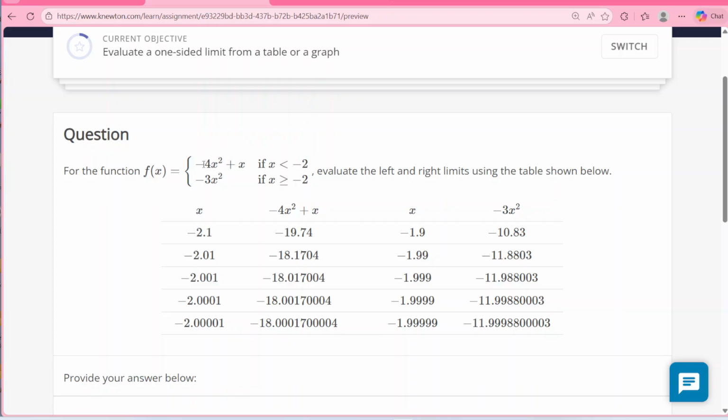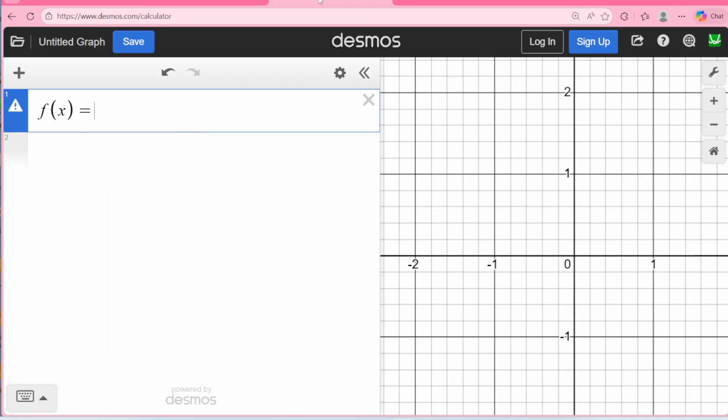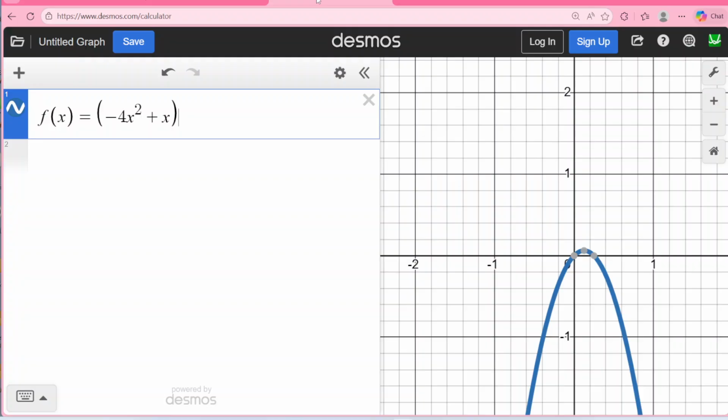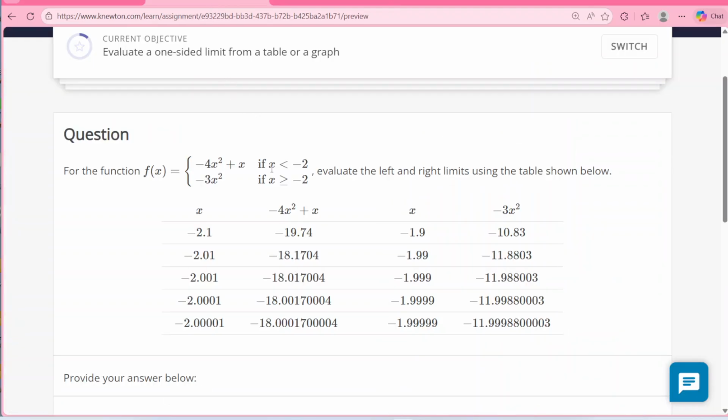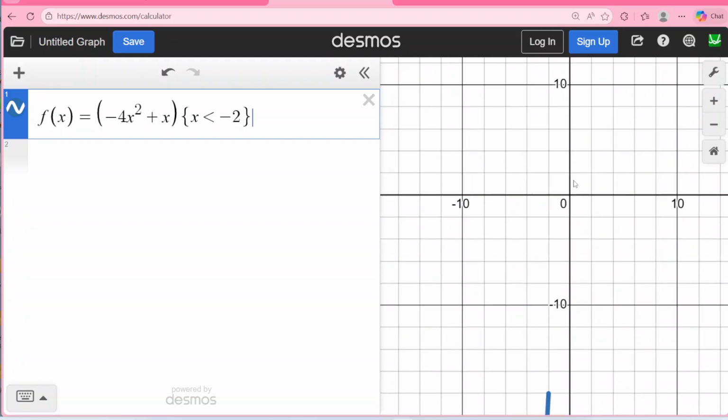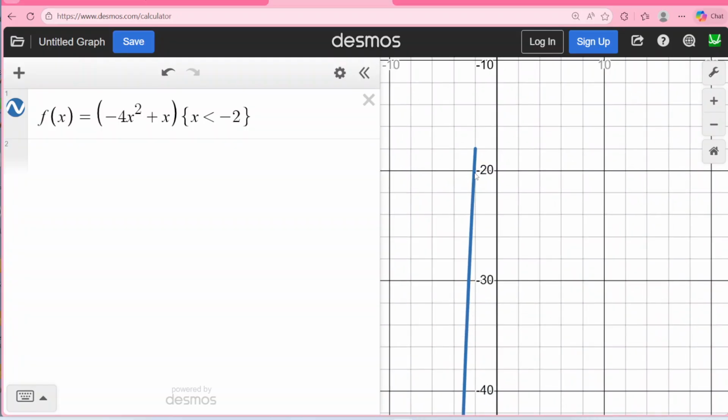So you put the expression for the first piece in parentheses. So I got negative 4x squared plus x. And then next to that, in little curly braces, so it's almost like they're multiplied together even though one's in curly braces, you put the condition, this inequality: x is less than negative 2. And close curly braces.